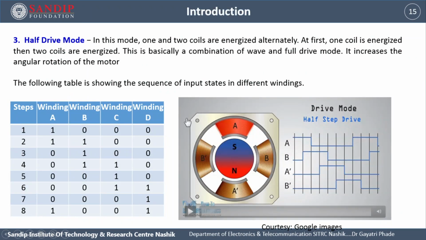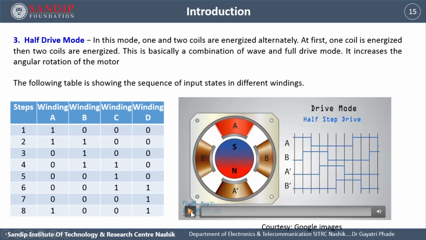Third mode is the half drive mode that we have seen. In this mode, at first one coil is energized, then two coils are energized. First one coil is energized and then two coils are energized. This is basically a combination of wave and full drive mode. It increases the angular rotation of the motor. So in this way we are going to energize the coils.